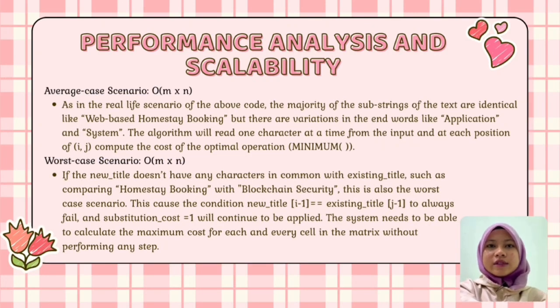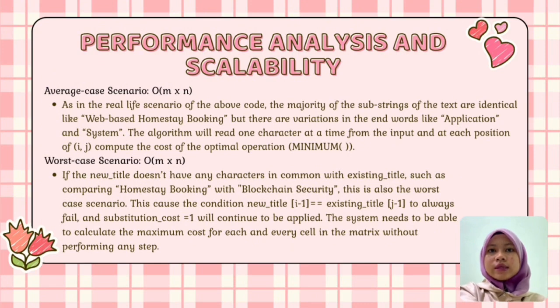For the average case scenario, as in the real scenario of the above code, the majority of the substrings of the titles are identical, like network response booking, but there are variations in areas like application and system. So the algorithm will read one character at a time from the input, and at each position of i and j, put the cost of the optimal operation, which is the minimum.